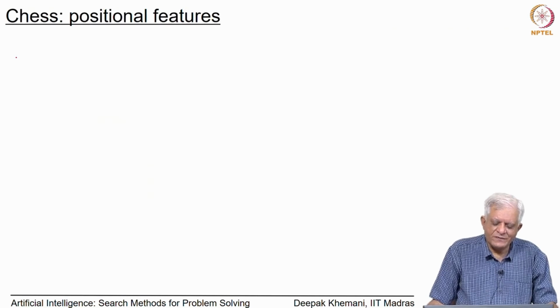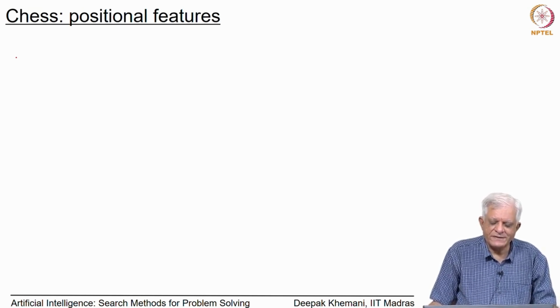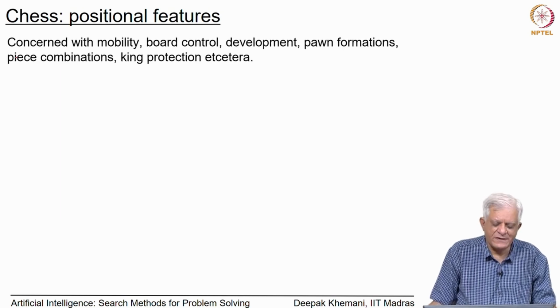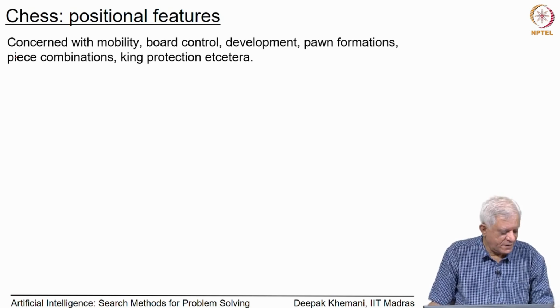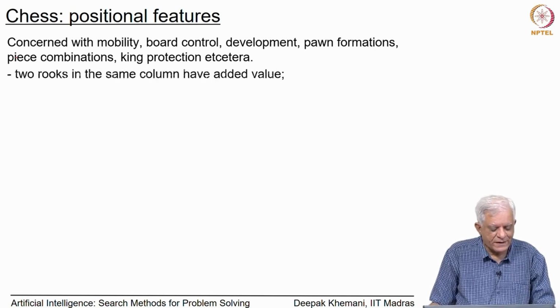So, we said that positional features are important. Essentially, how do strong chess players look at a board position and say, oh, this is good for white or this is not so good for white? The positional features are concerned with mobility, board control, development, pawn formations, piece combinations, king protection, etc. Some of the features that chess players or chess programmers have used are as follows.